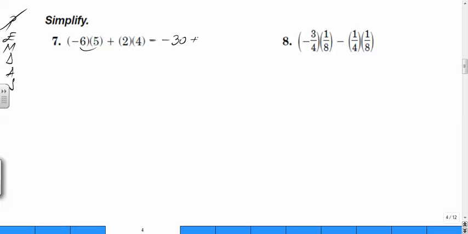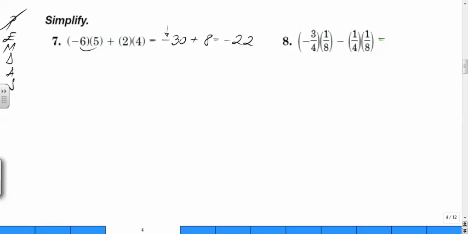Plus 2 times 4. 2 times 4 is 8. Now we're getting back to adding integers with different signs, and the rule says what? You subtract the smallest number from the largest one in absolute value, right? So it'll be 30 minus 8, which is 22. And then keep the sign of the largest one. So the answer here will be negative 22. Okay? If I'm going too fast, pause it, go back, do whatever is necessary to understand. Next problem.